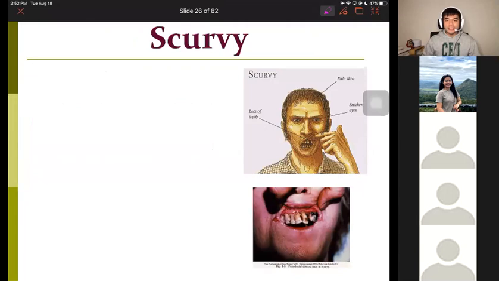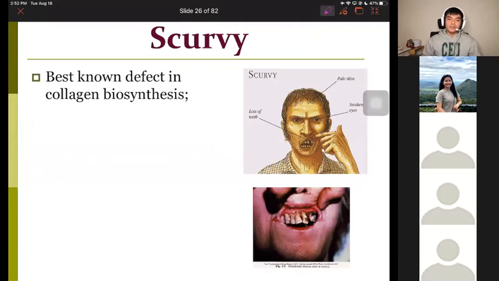Scurvy is a common disease that you know. Ang scurvy ay deficiency in vitamin C. Is vitamin C important for collagen synthesis as well?